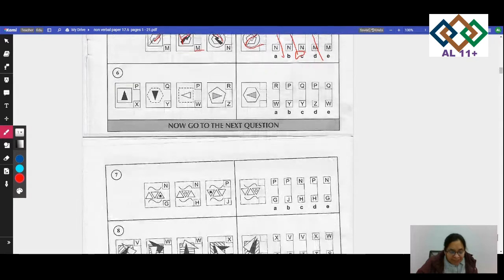So let's look at number 6 now. In number 6, again we have to look at what's happening to the shapes. If I look at my shape, it is a hexagon. So which of the shapes have a hexagon? Only Q is the one which has a hexagon. So I know that my first letter would be a Q. So I'll cancel all the other ones. Now we have to look at the down one.